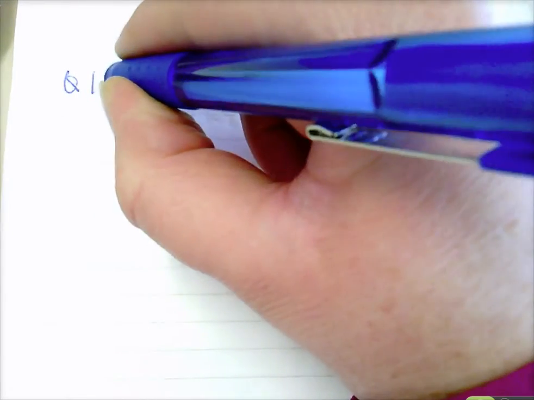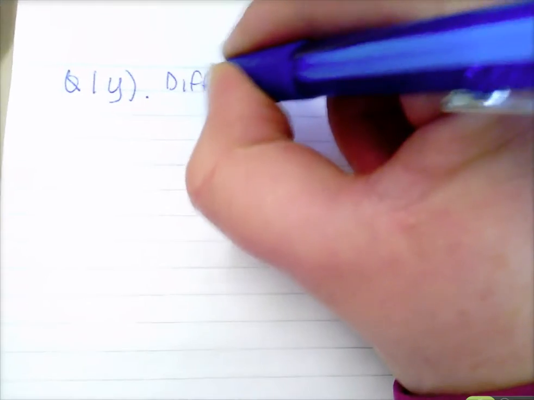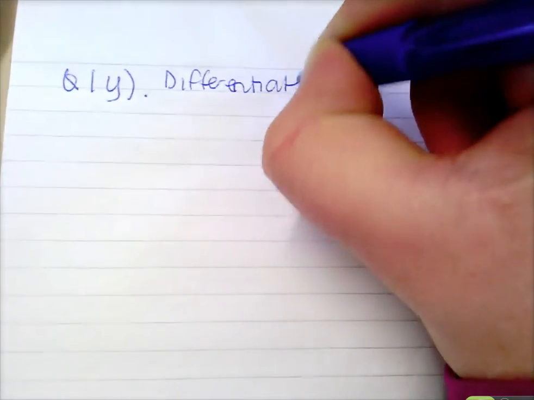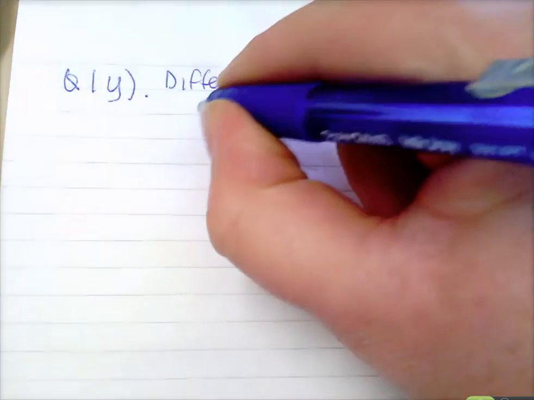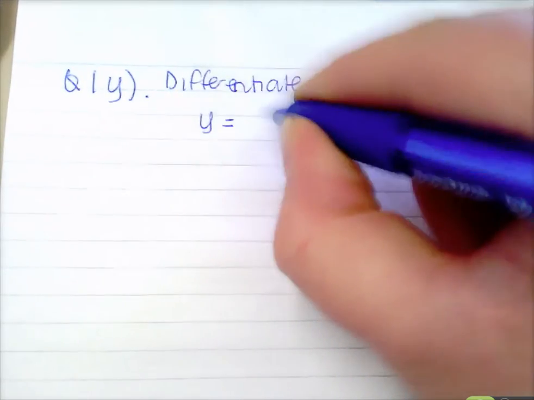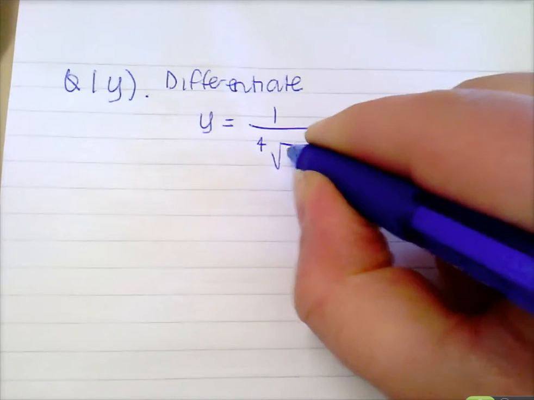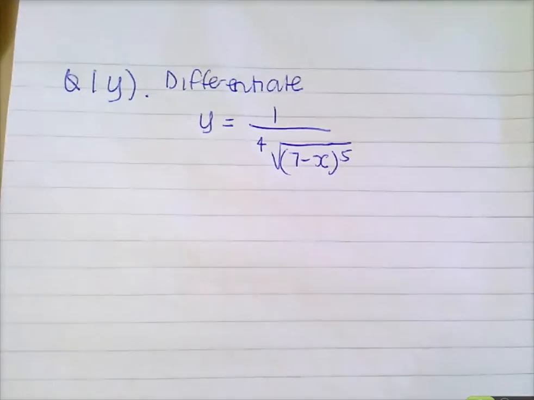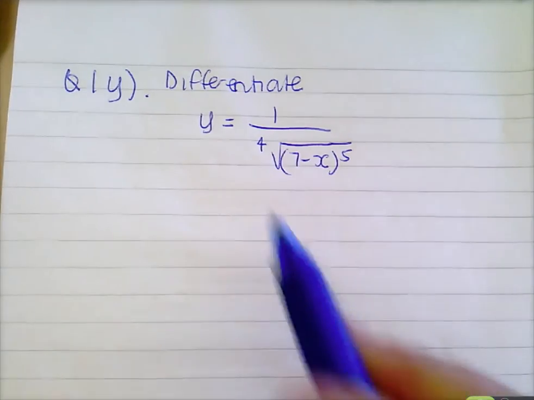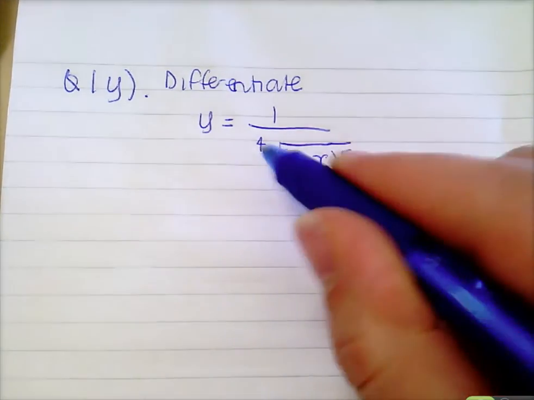All right. I'm going to do a question from exercise 1. Differentiate this. You're doing them all because it's good practice and they're quick. Okay, let's go. Differentiate that. Y equals 1 over the 4th root of, that little 4's in front there.